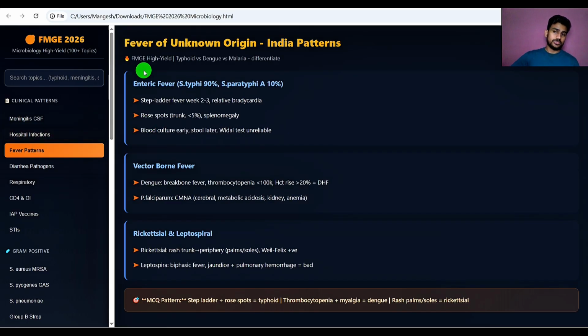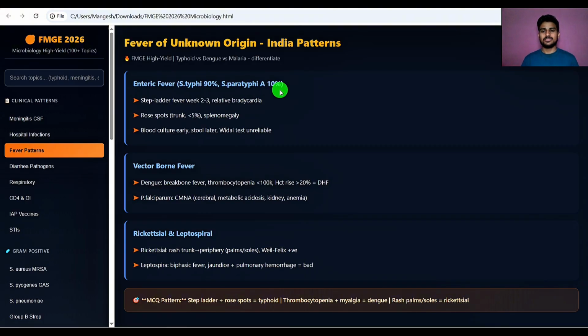Let's move towards the next topic, that is fever of unknown origin. There are different types of fever, like hemorrhagic fever, enteric fever, rickettsial fever, leptospiral fever, and others. But from the exam perspective, the FMGE exam perspective, the most common one is enteric fever, that is caused by Salmonella typhi. So there are two different types. The first one is S. typhi, and that is the causative organism 90% of the time. And the next one is paratyphi.